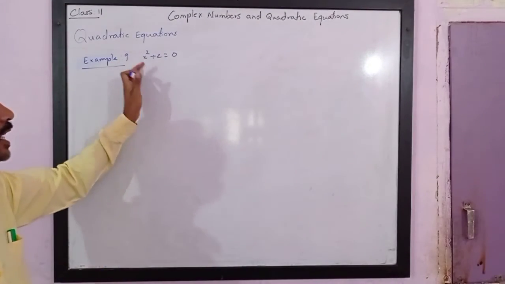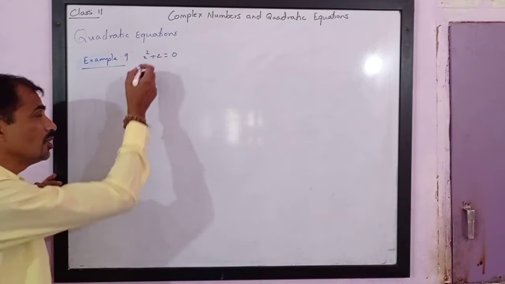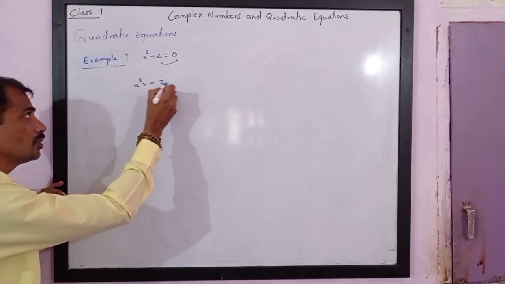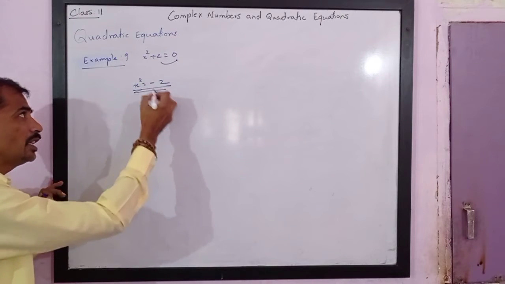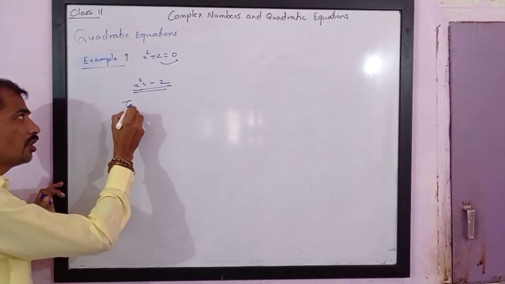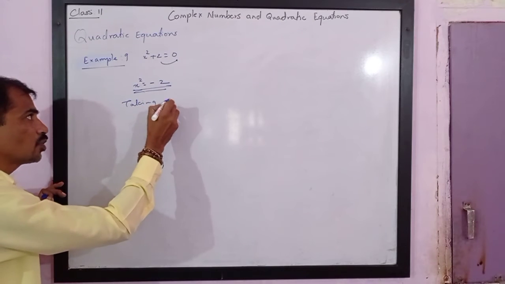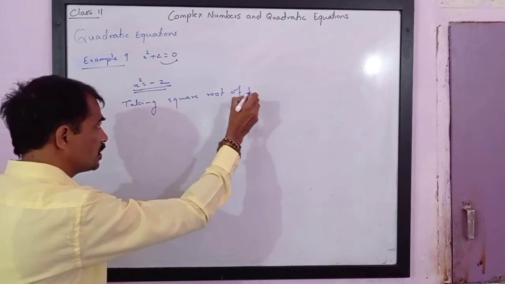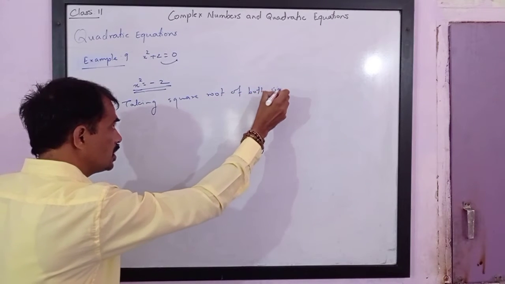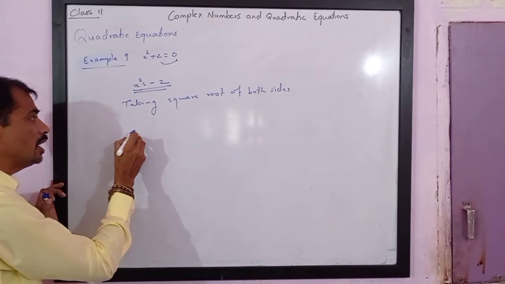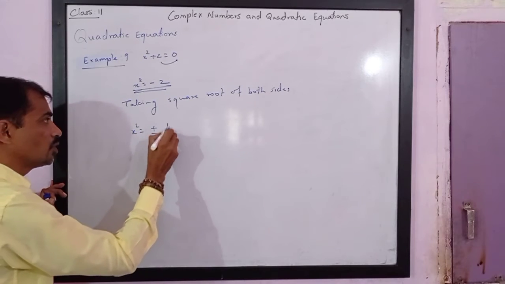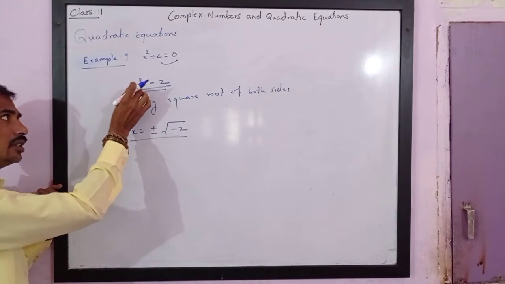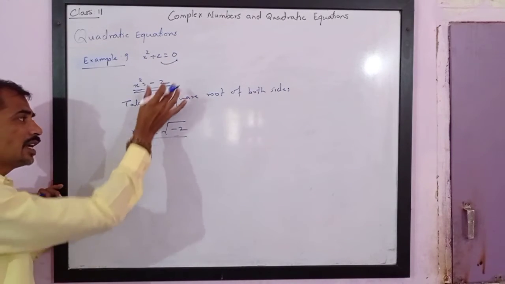Now example number 9 is x square plus 2 equals 0. So we know that if you transpose 2 to this side, you will get x square is equal to minus 2. Now, taking the square root of both sides, you will get x is equal to plus or minus root of minus 2.